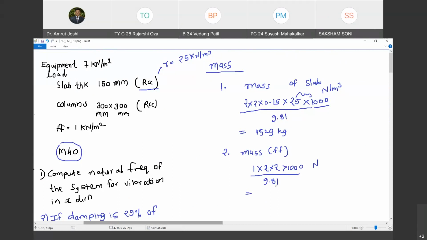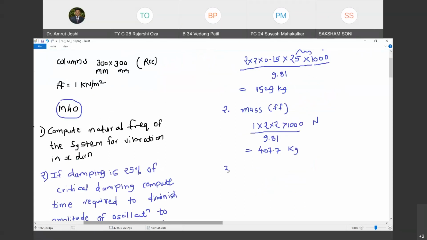So how much is that? So let us do that. It is 4,000 divided by 9.81. So if I am right, it is 407.7 kg. Let me know if it is correct, then I will proceed. Correct. Okay. Then let us go to the third calculation.